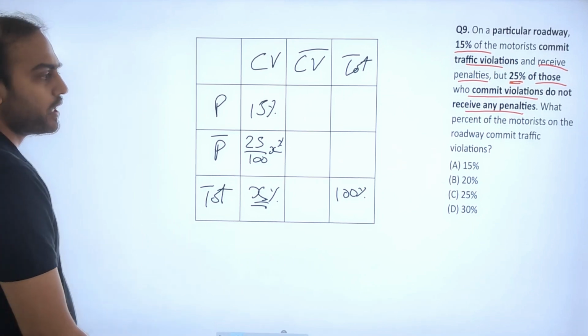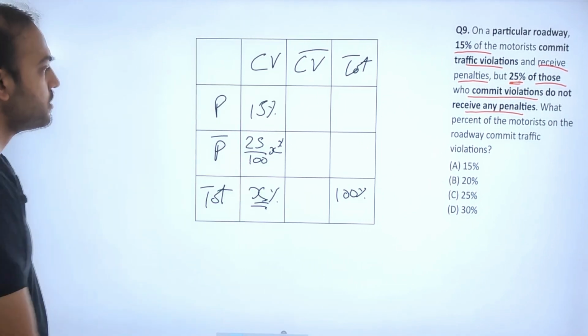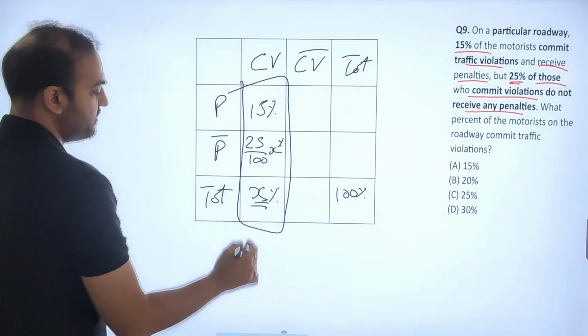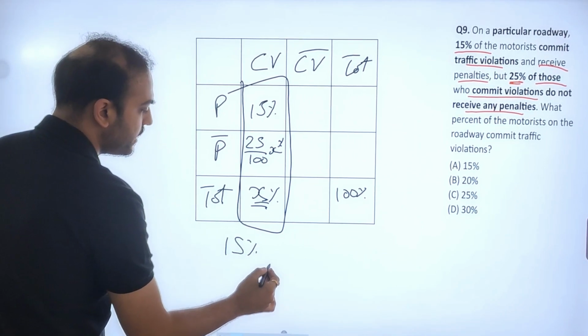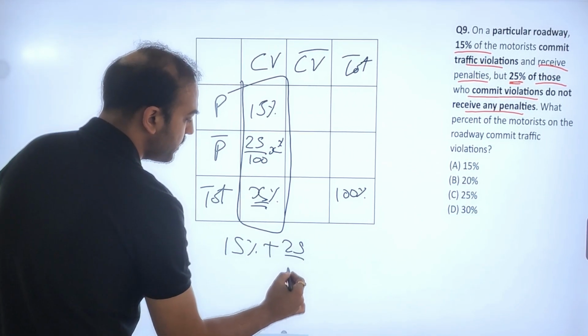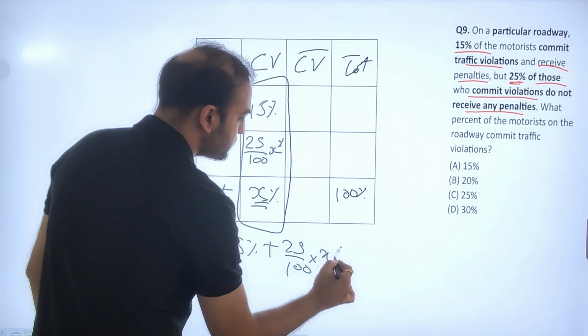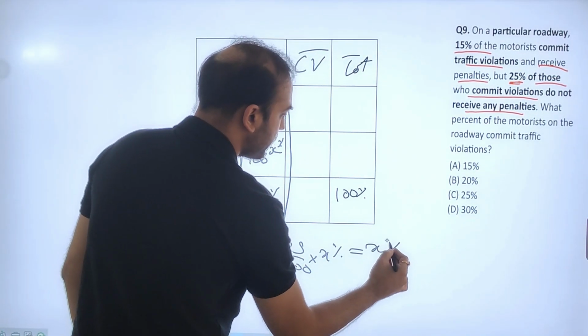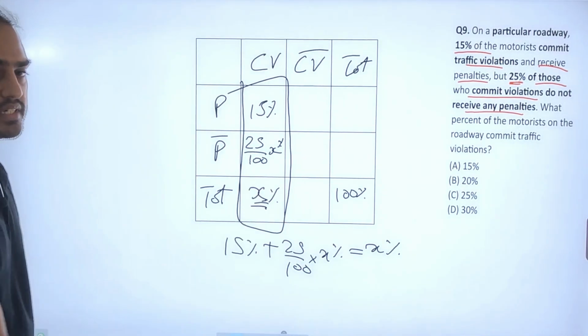Again, table is complete. Statements are over. If you see, this is the equation. 15% plus 25% of X percent is equal to X percent. Percent cancels out.